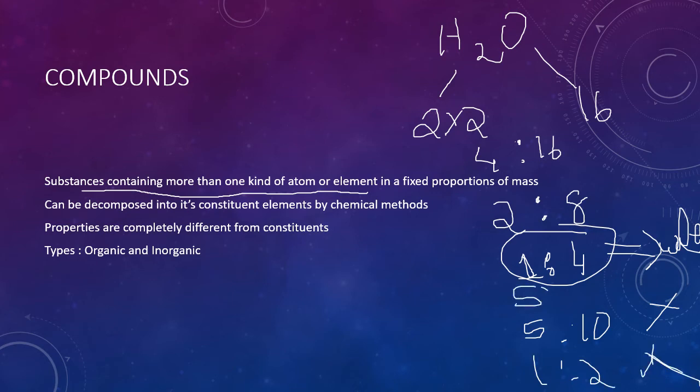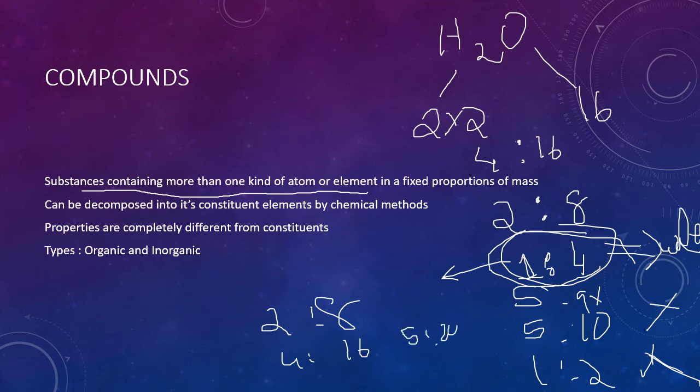Or 5 is to 9, even you cannot do it. It has to be in this particular ratio, or anything equivalent to this ratio, like 2 is to 8, or 4 is to 16, 5 is to 20. So you have to mix them in a particular ratio itself, in a fixed proportion of mass.